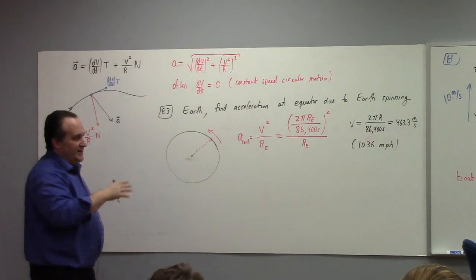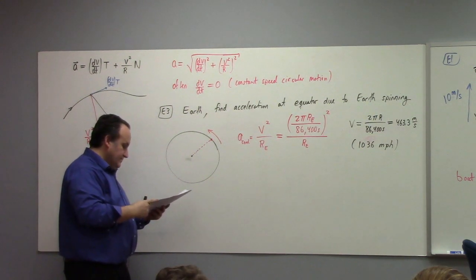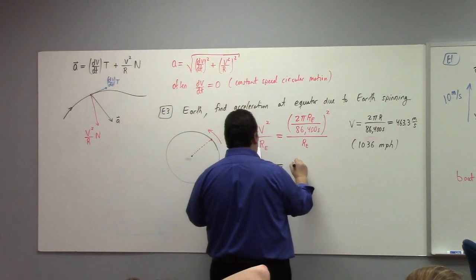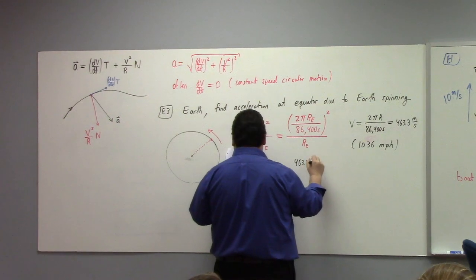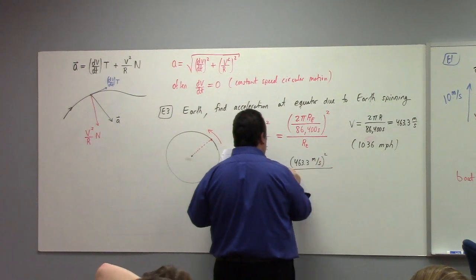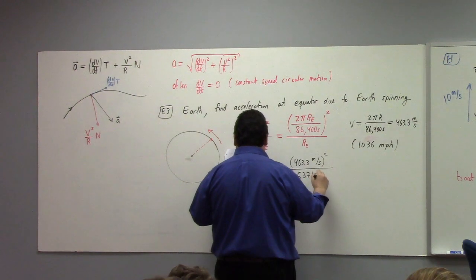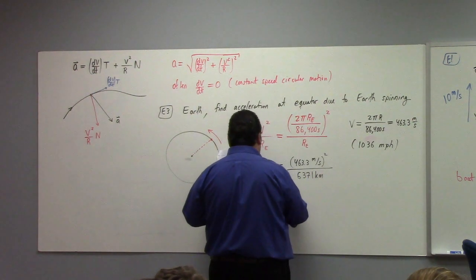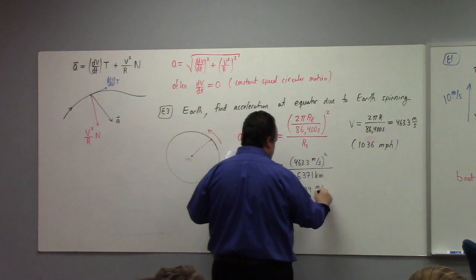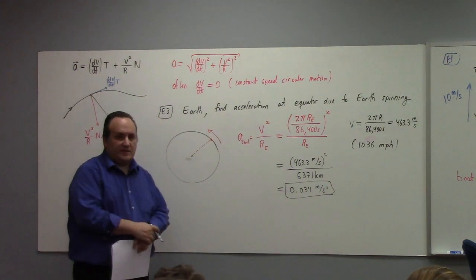That sounds like a lot, but what is this red quantity I wrote up here? What's that work out to? If I put that number in, I get 463.3 meters per second. Got to square that. I got to divide by the radius of the Earth, which, by the way, is about 6,371 kilometers. And when you crunch these numbers, what you get is 0.034 meters per second squared. So that's the centripetal acceleration.